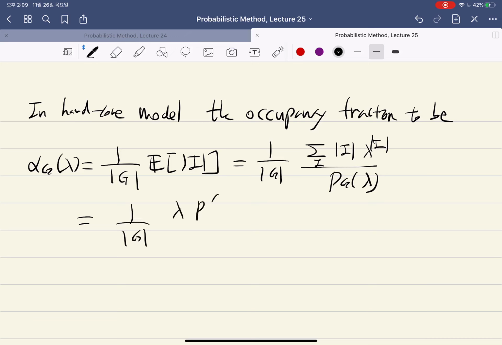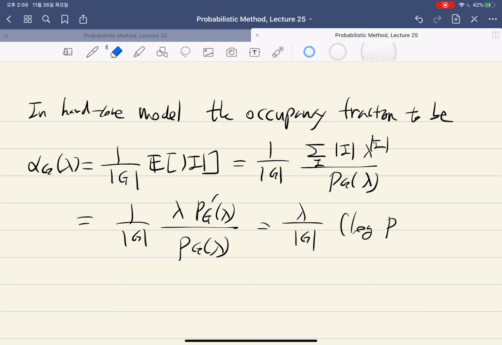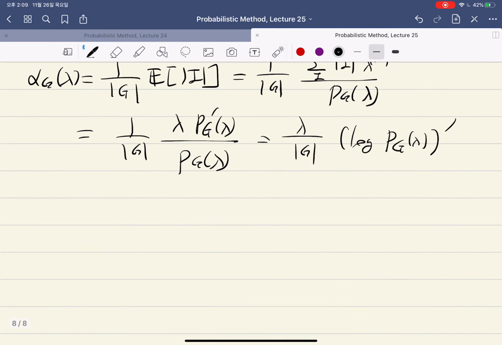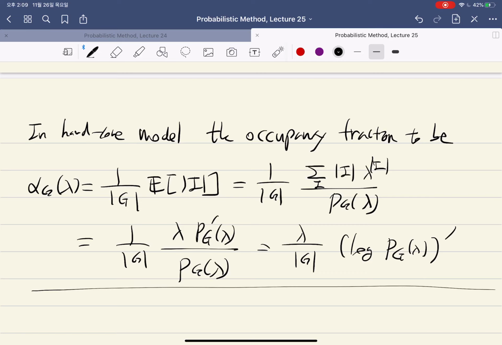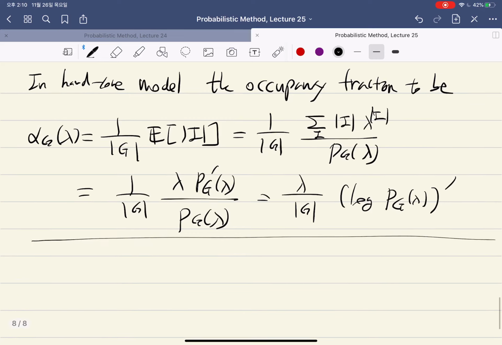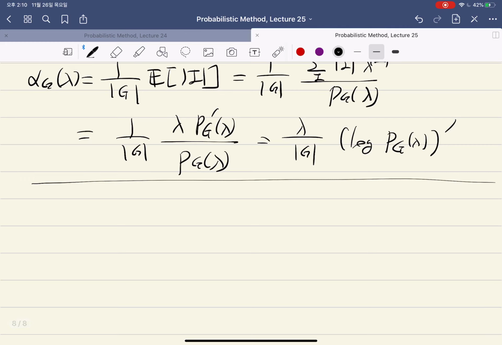So this is nothing but lambda times P prime of lambda over P_G of lambda, which is lambda times the derivative of the log of P_G. So there is a relationship between the average size and this function. So it provides a way to deal with this polynomial and then get some meaningful conclusions regarding the graph and independent sets in there.